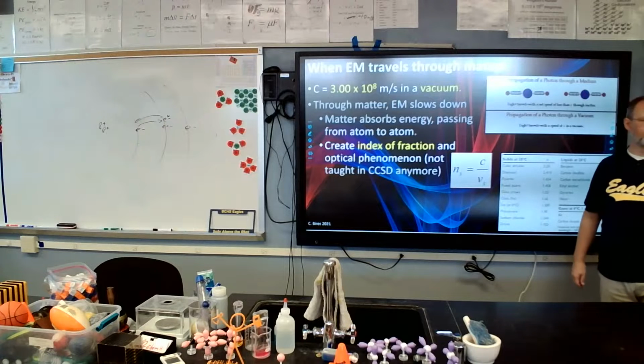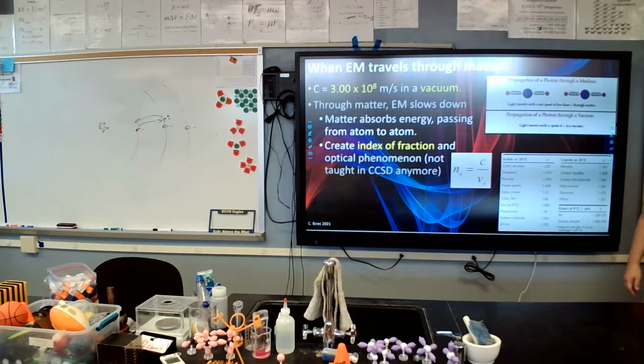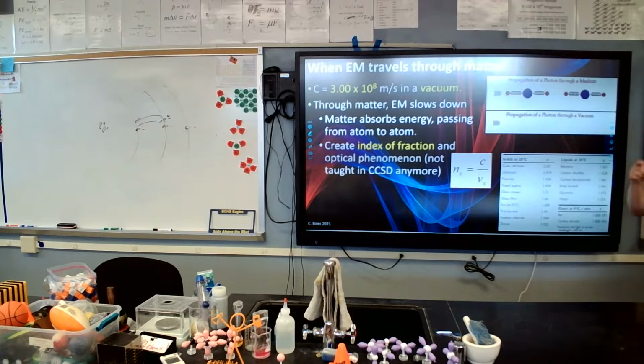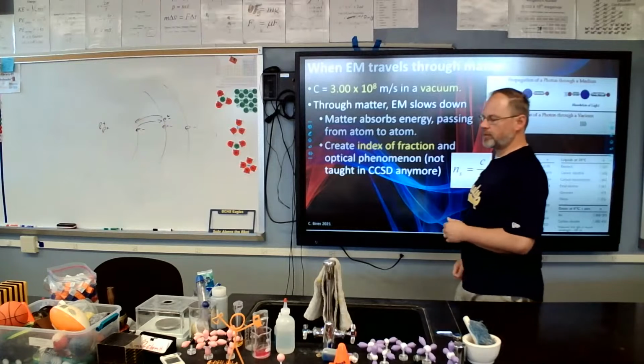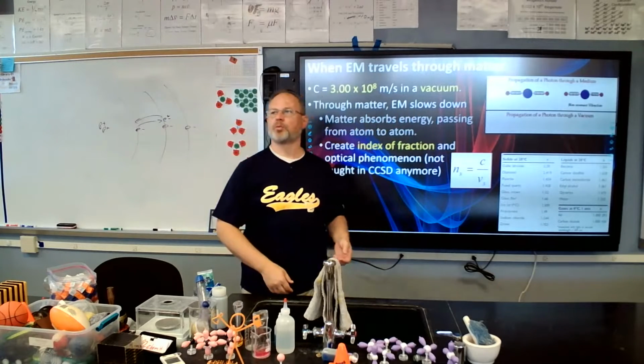So wait, what does the C represent in this? Speed of light. E = mc². C, speed of light. You are correct. Yeah, so C is the speed of light, 3 × 10^8 meters per second.